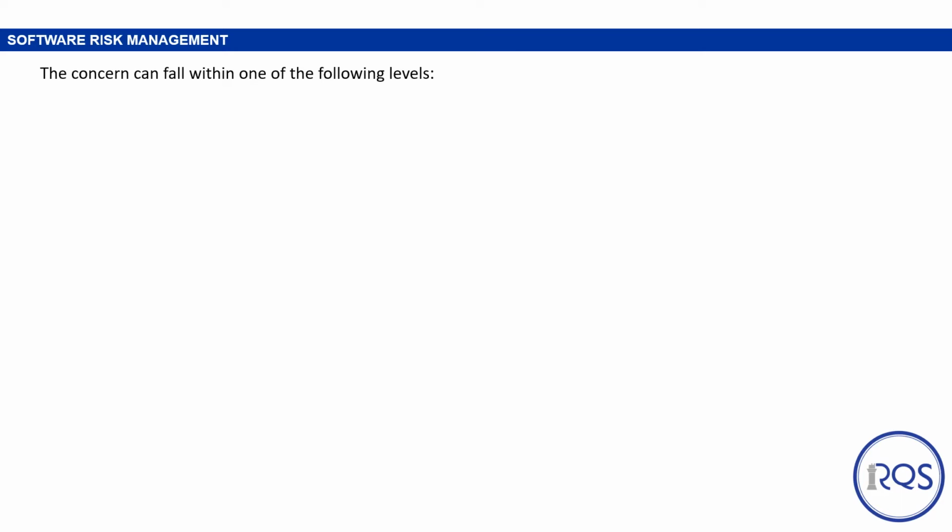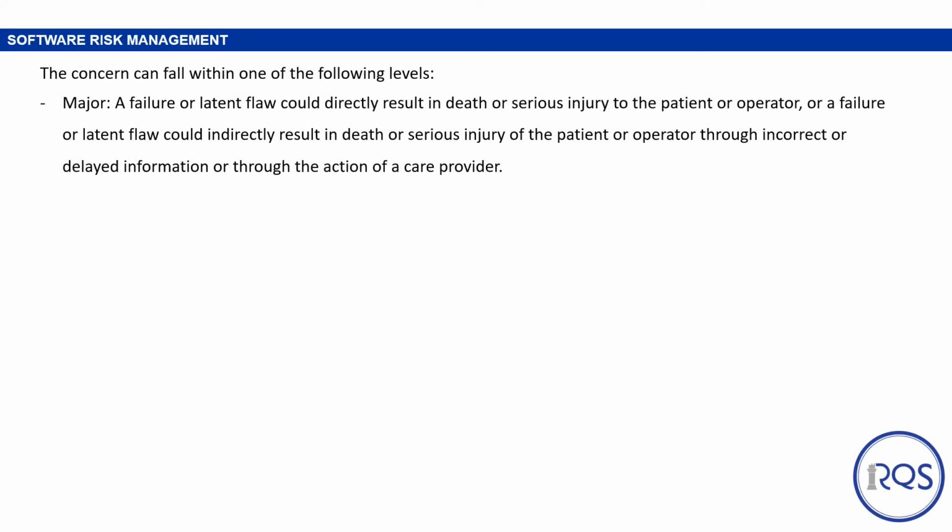Software level of concern can fall into one of the three following levels: major, moderate, or minor. With major level of concern, a failure or latent flaw could directly or indirectly result in the death or serious injury of the patient or operator through incorrect or delayed information or through the action of a care provider.